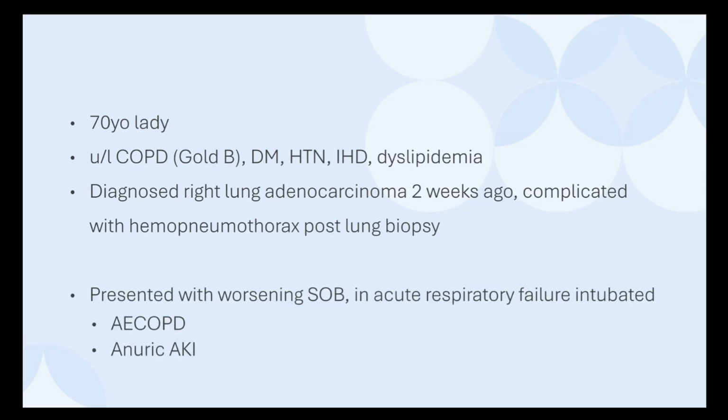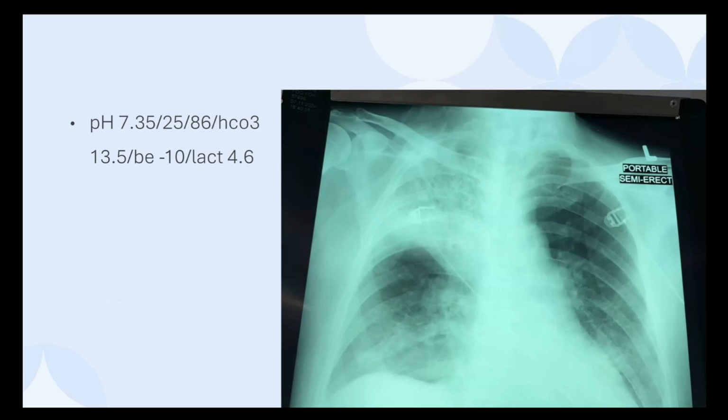He came to us with worsening shortness of breath, acute respiratory failure, and was intubated. At that point of time, he had an exacerbation of his COPD, and he was in oliguric AKI. His ABG, however, didn't show type 2 respiratory failure. It's a type 1 respiratory failure. CO2 is 25 here. But you can see the bicarb is 13.5, base excess negative 10. Right, and this is his chest X-ray. You can see the lung mass on the right side here.